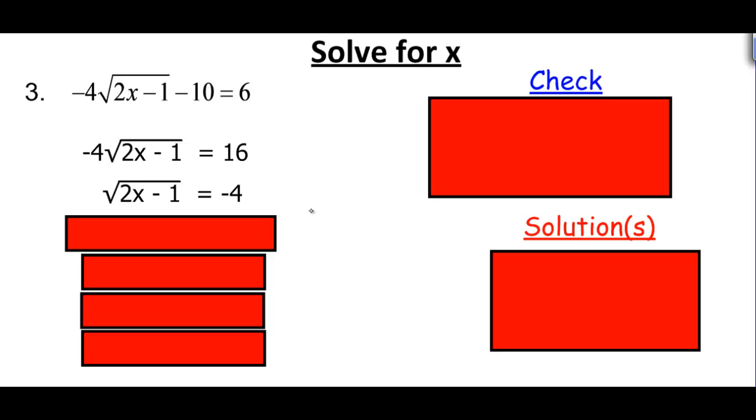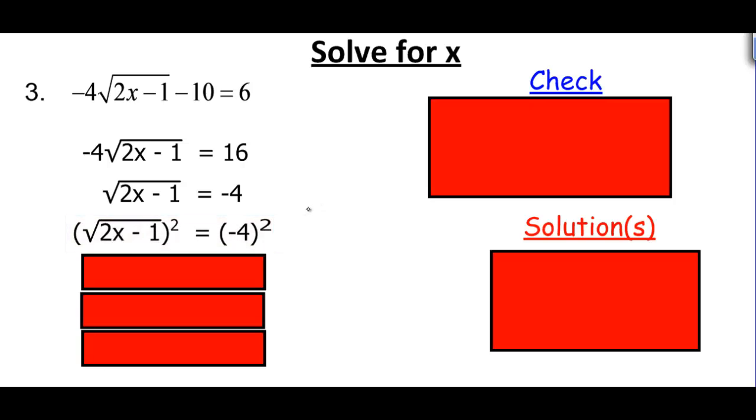Now that I have the radical isolated, I want to think, what is the index? Now I don't see any number here, but remember the square root is an imaginary 2. So I'm going to now raise both sides to the second power, or square both sides. When I square a square root, I'm left with just what's inside, and negative 4 squared is 16.